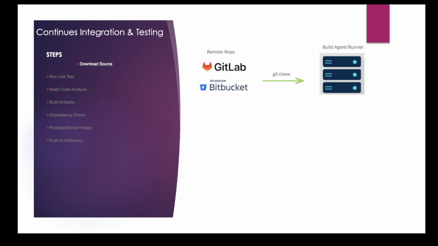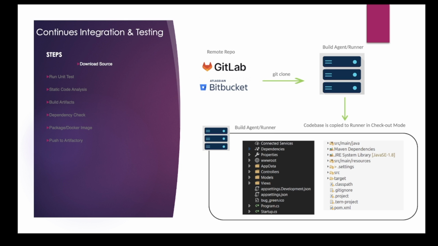First is to download the source code. Once your development team checks in your code to your remote repo, you just run git clone, and that will download the entire code base to your build agent or build runner. Your code base is copied from the remote repo to your local runner in a checkout mode, which is the write mode, so you can make modifications to the code. That is the first step of your CI pipeline.